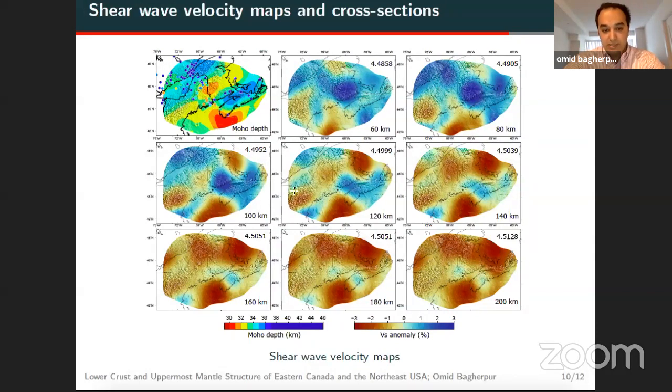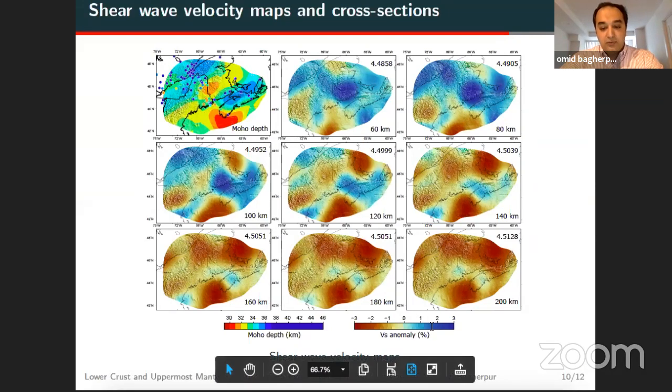For example, over here, you can see clearly higher velocity values over Grenville, lower velocity over Dispatch. But I would like to draw your attention to one feature over here. I want to base my discussion on this area, in New Brunswick, the high velocity values over here, to give an interpretation about variation of LAB depths. We choose the value of 1.5% as a proxy for locating the lithosphere-asthenosphere boundary.